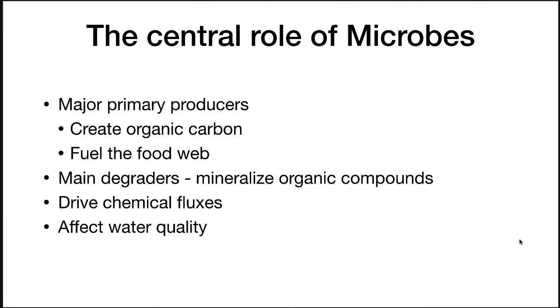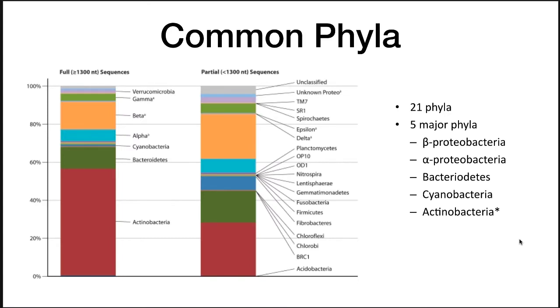The main degraders are, again, microorganisms, and they will mineralize the organic compounds. Microbes drive the chemical fluxes, and they affect water quality. If there's too many nutrients, microbes will be there to take up all the oxygen, and that can be a problem. But they can also be very important in cleaning up water systems and removing excess carbon and making them usable again. So the common phyla that you see are shown here.